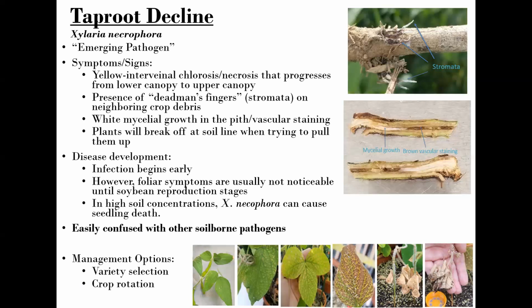When we see these foliar symptoms in the field and we go out and say, oh, there's something wrong with this plant, when we look down at the soil line, we usually see these dead man's fingers, which the term for that is stromata. It's the reproductive structures of this fungus, and you can see on the right that the stromata will look like those dead man's fingers and will be found on neighboring crop debris.